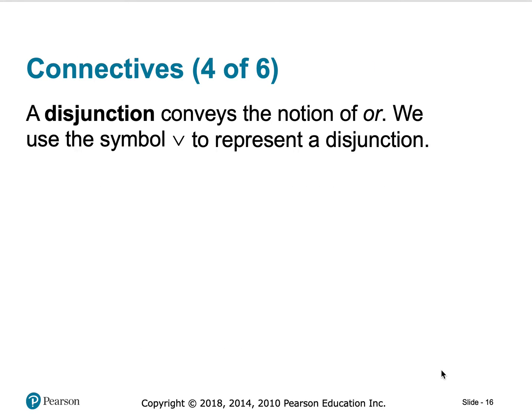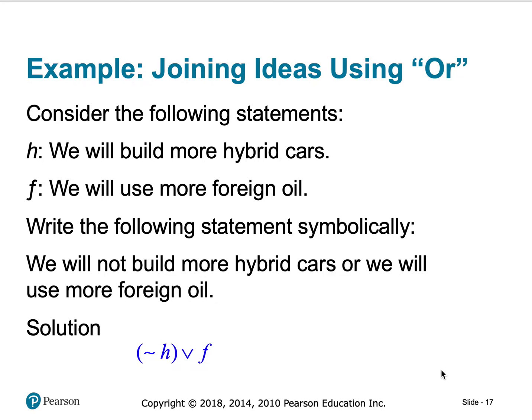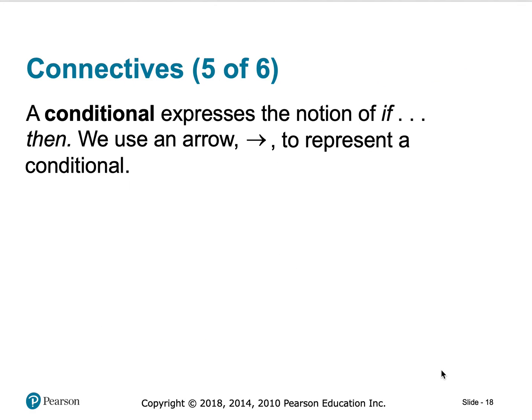A disjunction would convey the idea of "or," and it's written as an upright V. If I want to join ideas using "or," consider that I have these two statements, and I want to write this statement symbolically. We will not build, notice that's a "not," more hybrid cars, or we will use more foreign oil. The first statement is negated, but not the second. And it's an "or" conjunction, which means it's going to be the upright V.